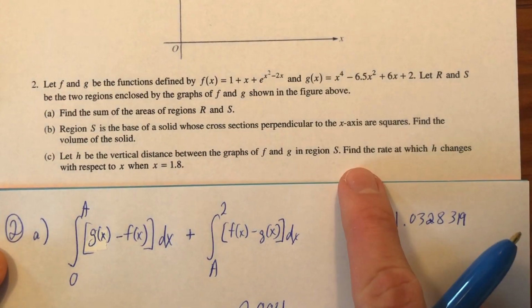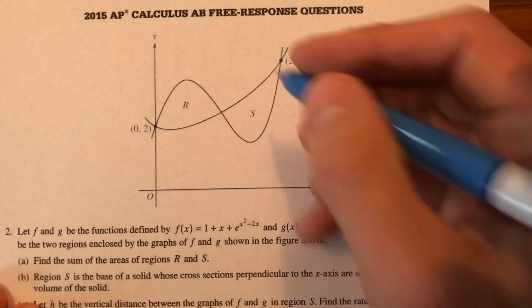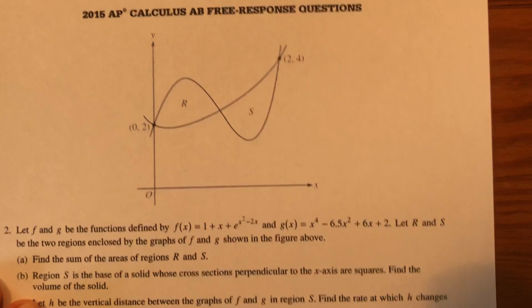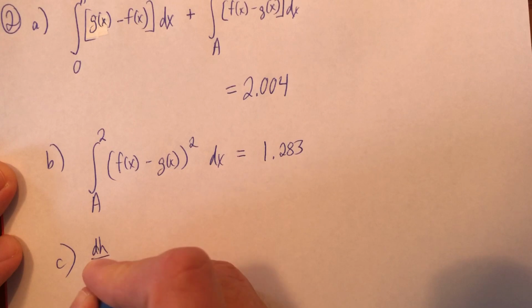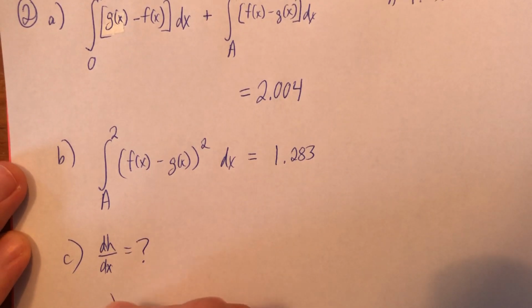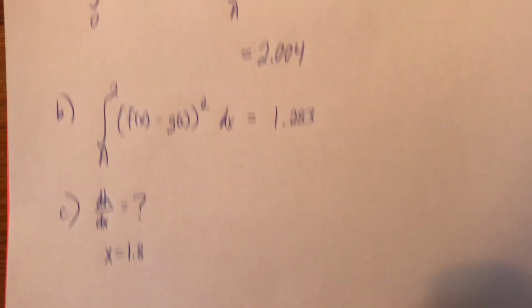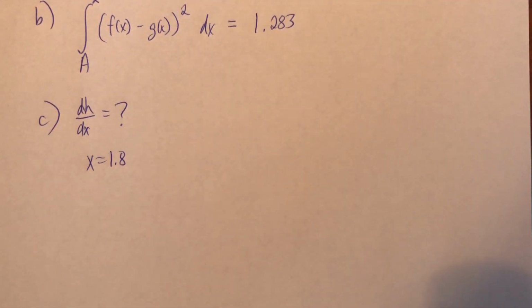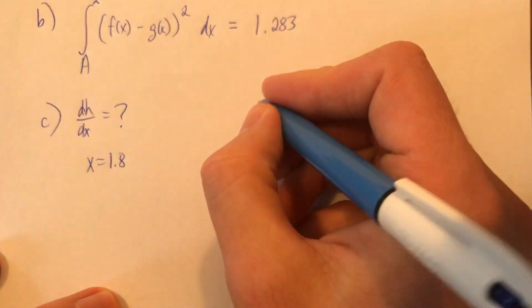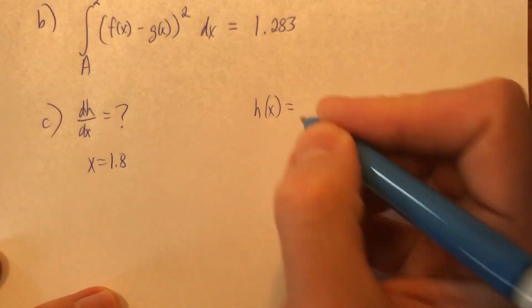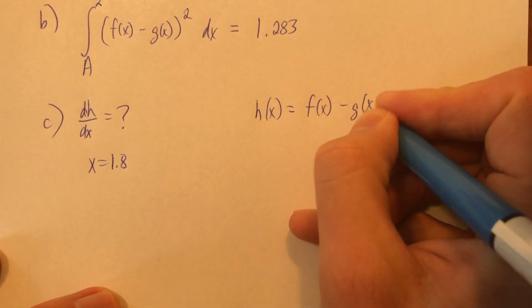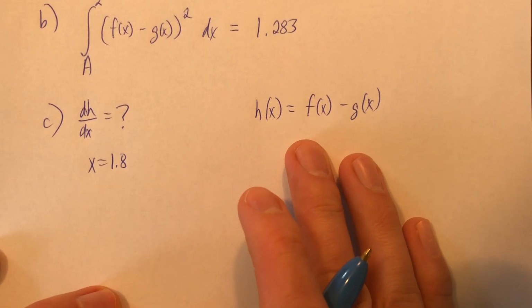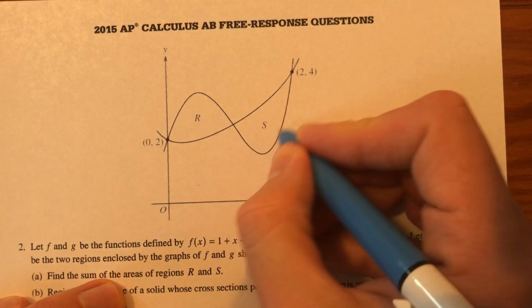So, reading the problem again, h is the vertical distance from here to here. Find the rate at which h changes with respect to x. So they're basically saying find dh/dx when x is 1.8. Well, with all related rates problems, you need at least one formula. So what is h? h is the vertical distance between f and g, and it is f minus g because we're in region S. Again, that's f, that's g. If we were over here, it'd be g minus f.